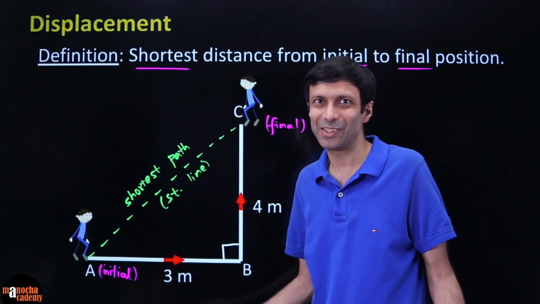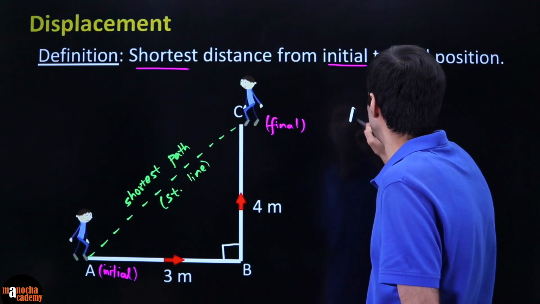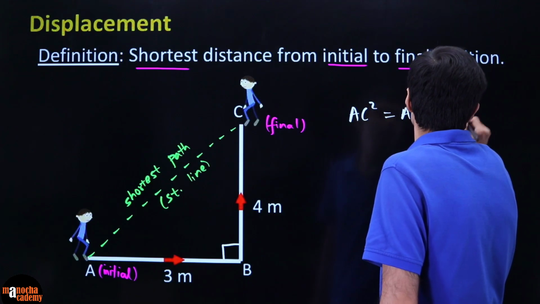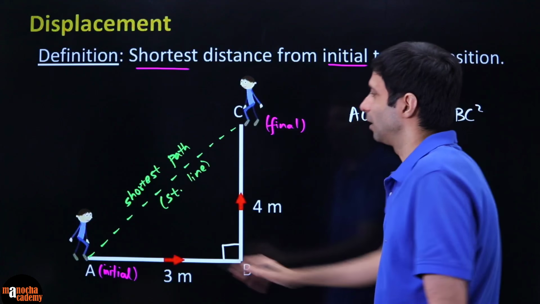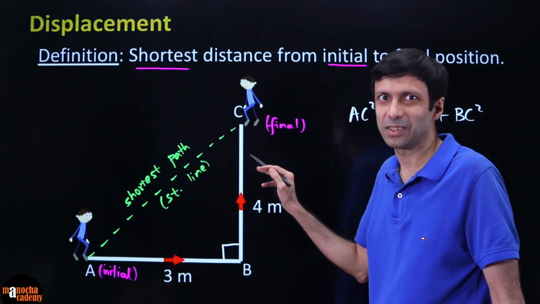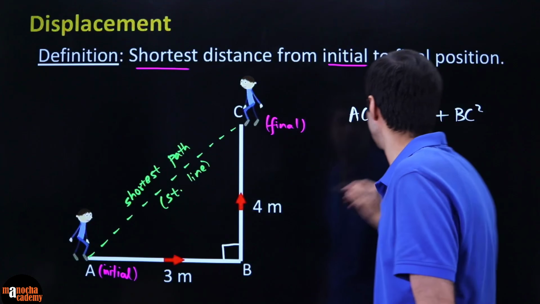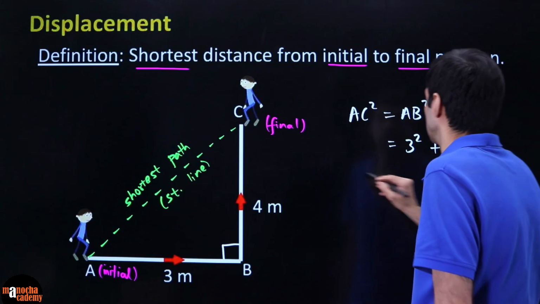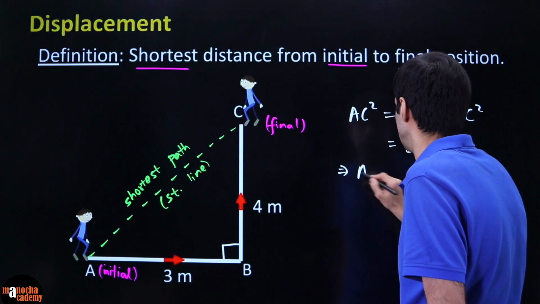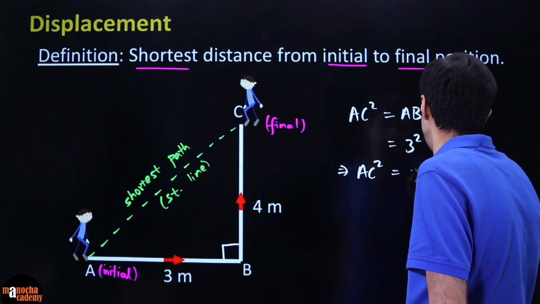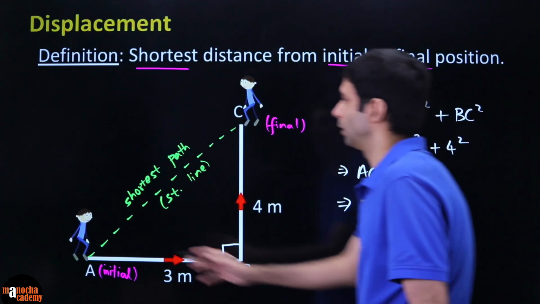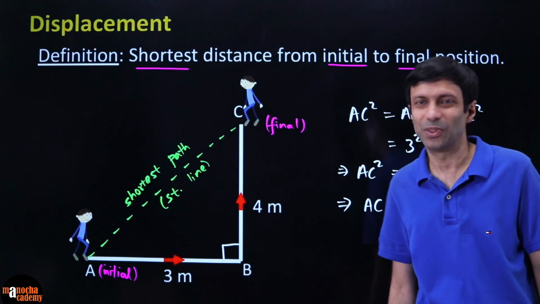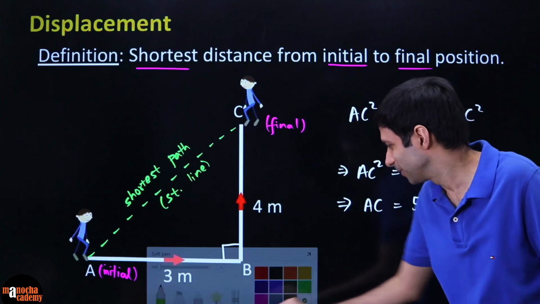Let's apply Pythagoras theorem. So we know that AC square is going to be equal to AB square plus BC square. Hypotenuse square is the sum of the squares of the other two sides. So we can just plug in the values here, 3 square plus 4 square. So we know AC square is 25. The hypotenuse AC is going to be 5 meters. Done. So this is going to be our displacement.